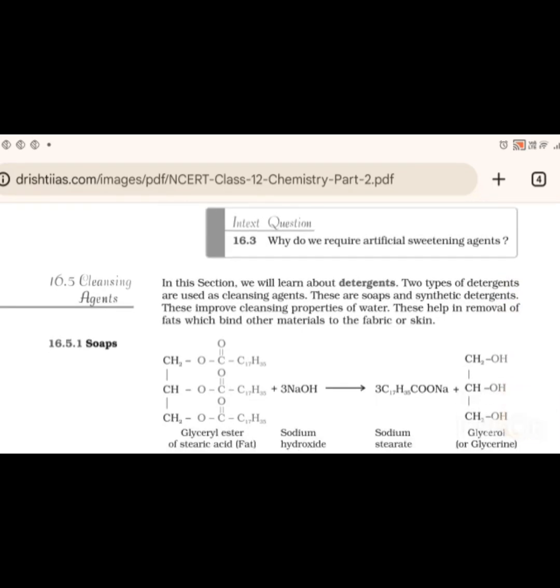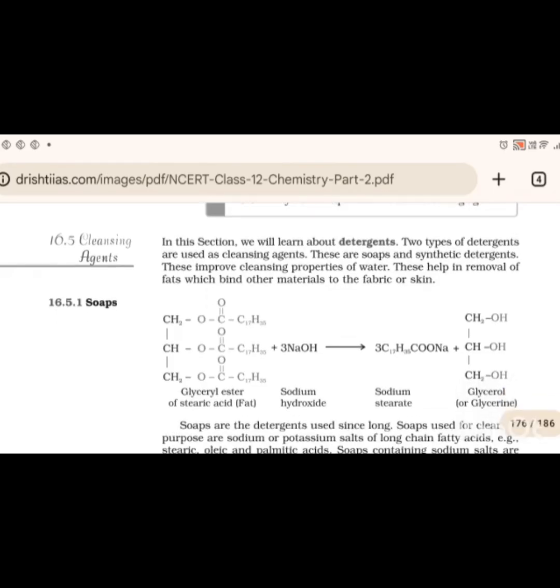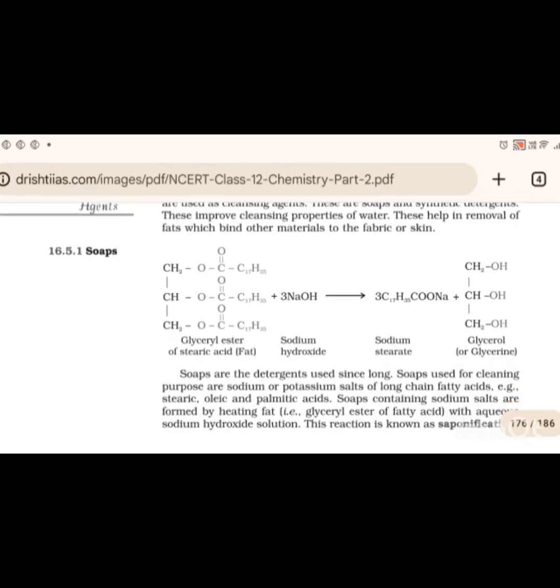Cleansing agents. Two types of detergents are used as cleansing agents. These are soaps and synthetic detergents. These improve cleansing properties of water. These help in removal of fats which bind other materials to the fabric or skin. Soaps are the detergents used since long. Soaps used for cleaning purposes are sodium and potassium salts of long chain fatty acids.